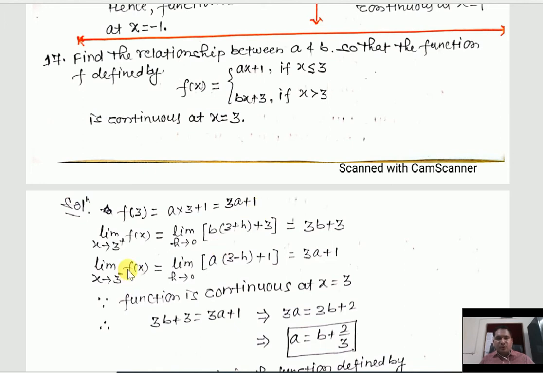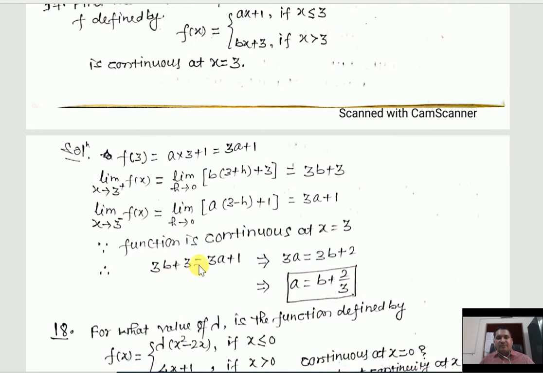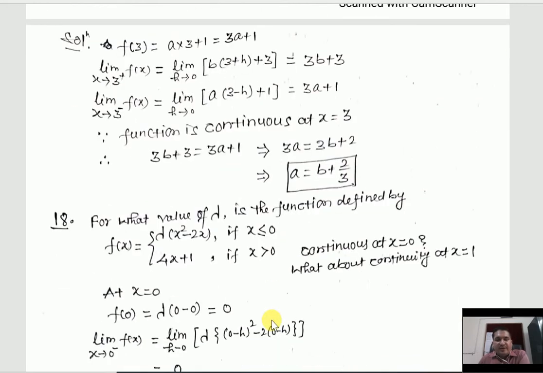No need to proceed, but I have calculated the left hand limit also. Therefore the function is continuous at x equal to 3, which means the left hand limit will be equal to the right hand limit, which will be equal to f(3). So equate any two and find the relation. a will be equal to (b plus 2) upon 3. You can transpose b to the left hand side and write a minus b equal to 2 upon 3, or you can write a minus 2 upon 3 equal to b, in any form you can write.